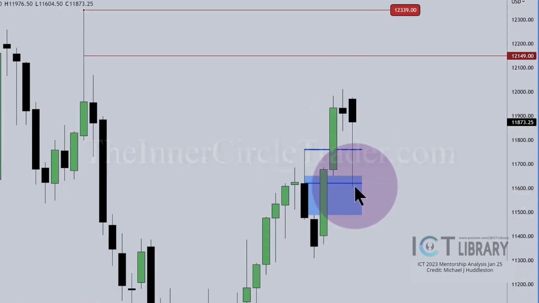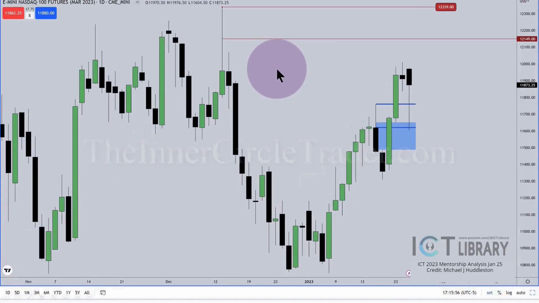So it looks like we traded down here, picked up a discount, pulled off the low, and we'll probably look to trade up into this level here, 12,149 even, tomorrow going into Friday.